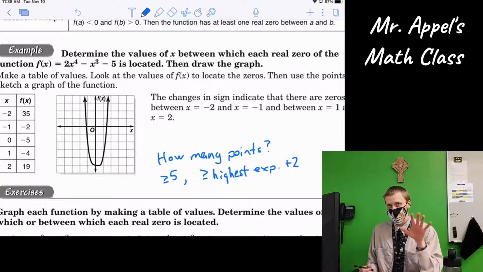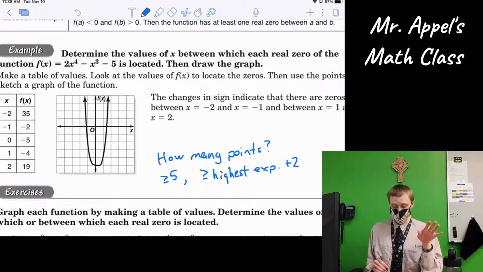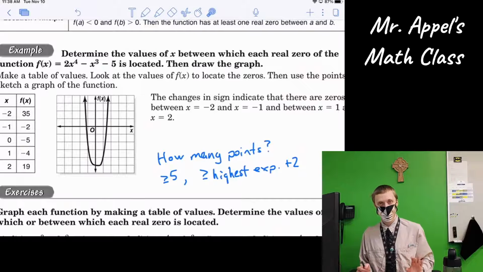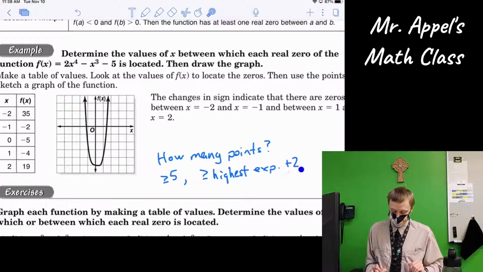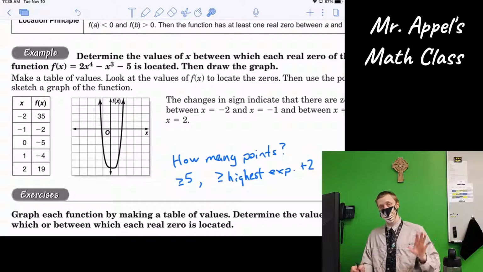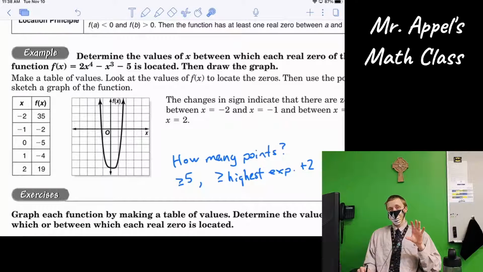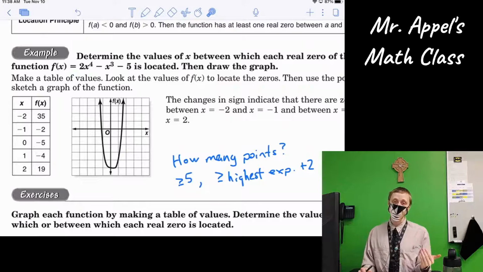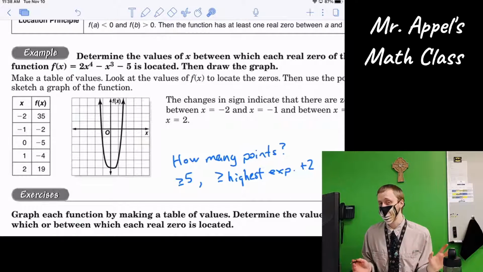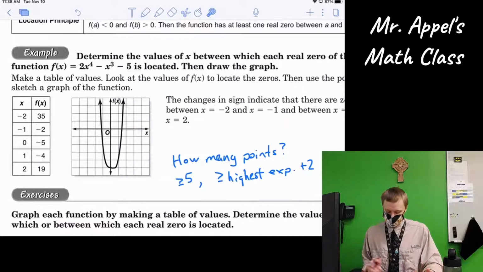So 5 is like our bare minimum. And that works great for a cubic. I would say go at least 2 higher than the highest power here. So this is a 4th power. I would have gone with 6. Okay, my recommendation. And we've got the calculator to help us out, so it's not like adding additional points is that much more work. Okay, I think we can handle that.